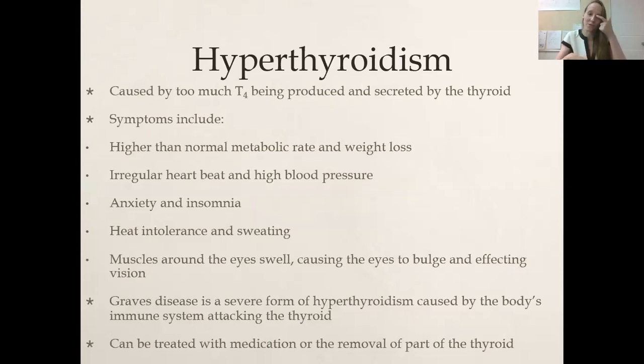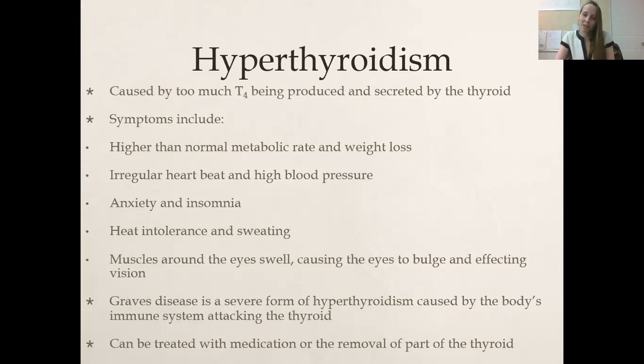Their blood pressure is really high. They tend to feel anxious all of the time, not be able to sleep. They're always hot, always sweating. The muscles around their eyes actually swell and put pressure on the eye and cause the eye to bulge out of their head, which can affect their vision. And a very severe form of hyperthyroidism caused by the body actually attacking the thyroid, a form of an autoimmune disease, is Graves' disease.